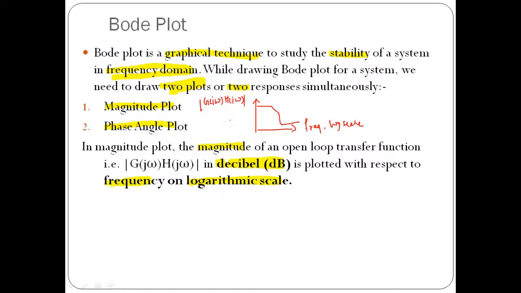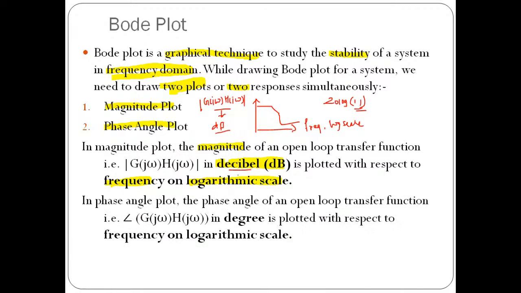And remember one thing, whatever magnitude we are going to draw has to be in decibels. That means we need to take 20 log to the base 10 of the magnitude of the open loop transfer function, that is magnitude of G(jω)H(jω), because we want to calculate the magnitude in decibels. This is very important.